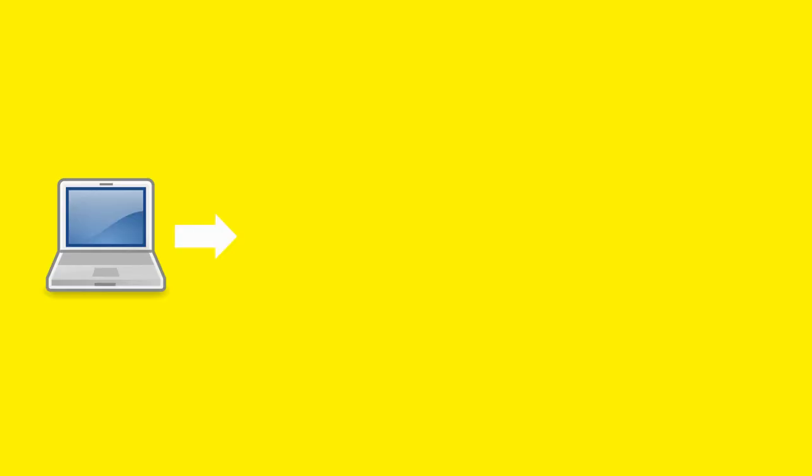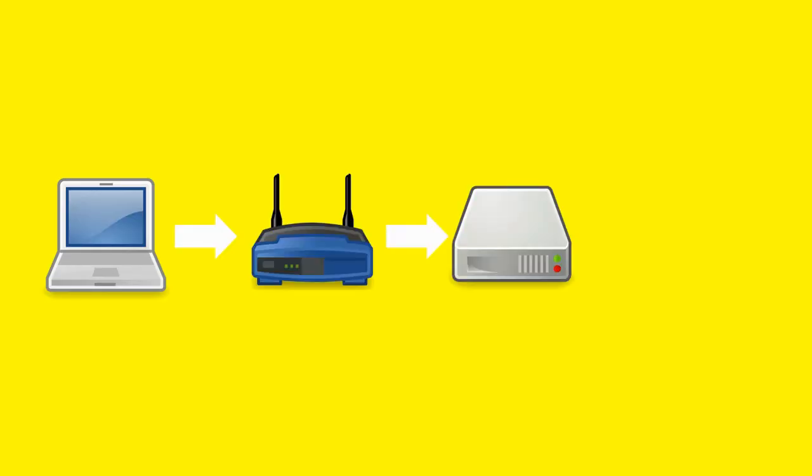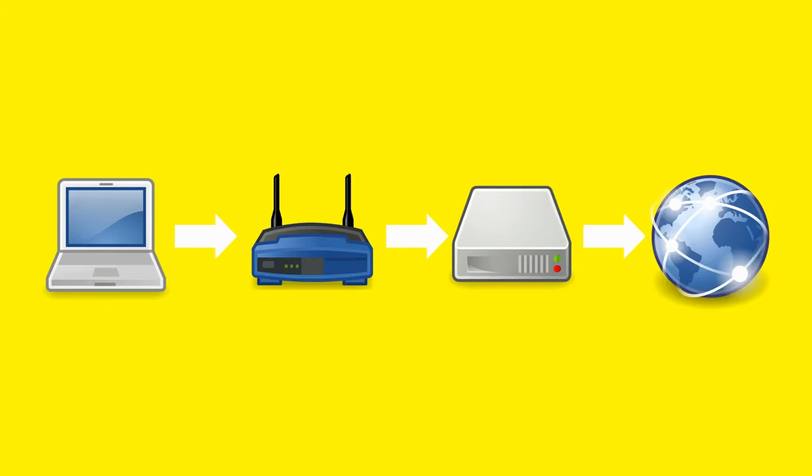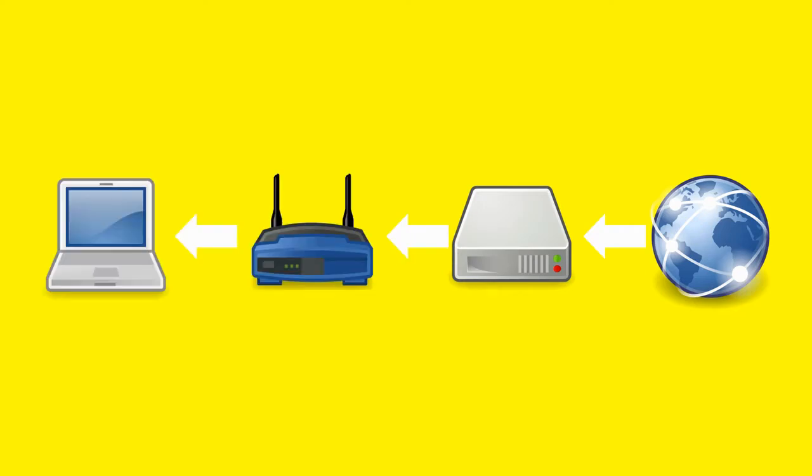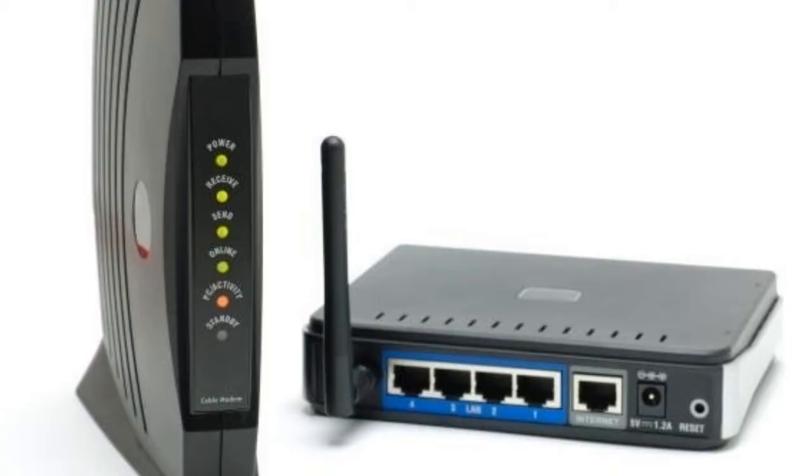When you get on the internet, on say your laptop or phone, that information gets sent from the device through the router, through the modem, and then out to the internet, which then has information sent in reverse back to your device.